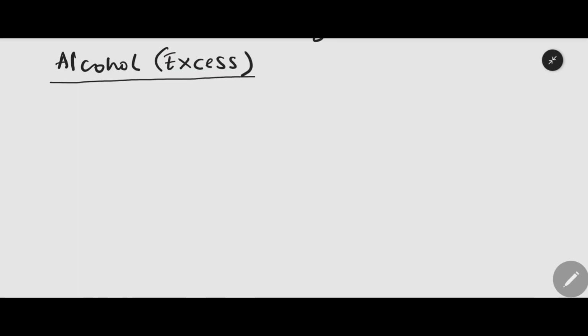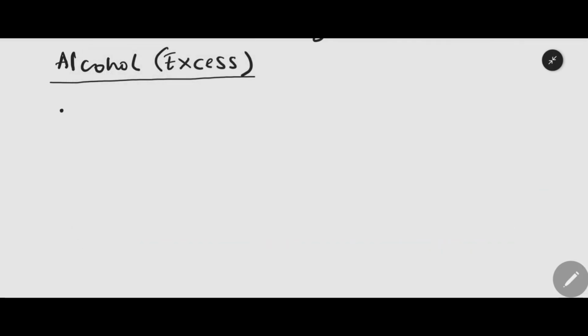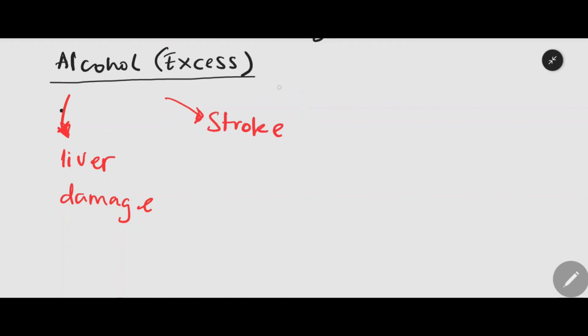The second negative lifestyle factor, alcohol, specifically excess alcohol. So this is basically being an alcoholic. So what's happening here is alcohol can lead to some nasty issues. A lot of them with the liver. So liver damage, stroke, hypertension, and even depression.